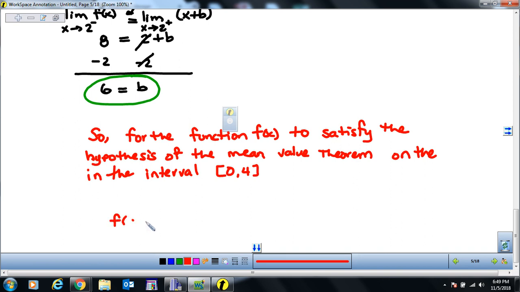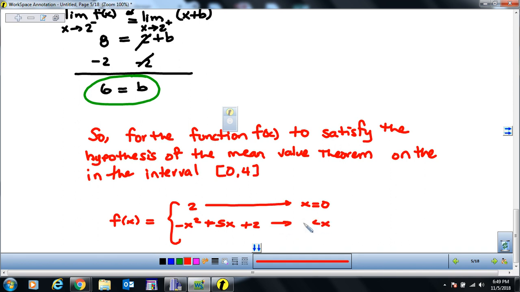F of x equals 2 when x is 0, negative x squared plus 5x plus 2 when x is between 0 and 2, and x plus x when x is between 2 and 4.